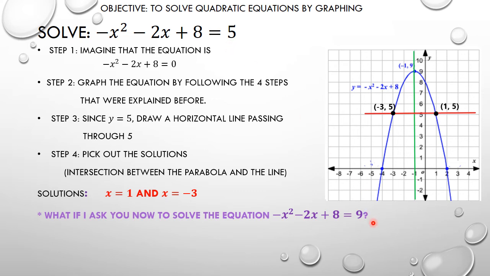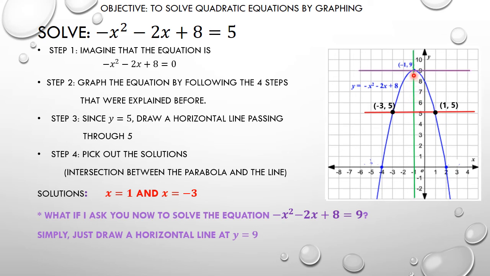What if I ask you now to solve the same equation, but instead of 5, I'm going to put 9. Negative x squared minus 2x plus 8 equals 9. The parabola of this part, negative x squared minus 2x plus 8, will be the same parabola that I graphed before. The only thing that I have to do is draw a horizontal line at y equals 9. I have to go here, y equals 9, and draw a horizontal line passing through it. The point of intersection between the parabola and y equals 9 is the point negative 1, 9. Since in my equation y equals 9, x is negative 1. Remember that when I'm solving, this means I'm finding the value or the values of x. Here I have only one value, which is x equals negative 1.